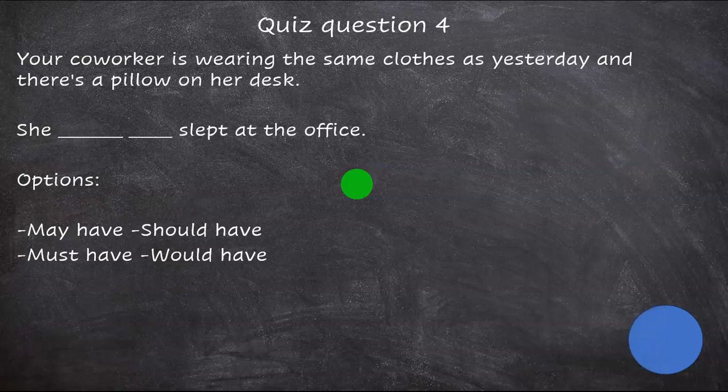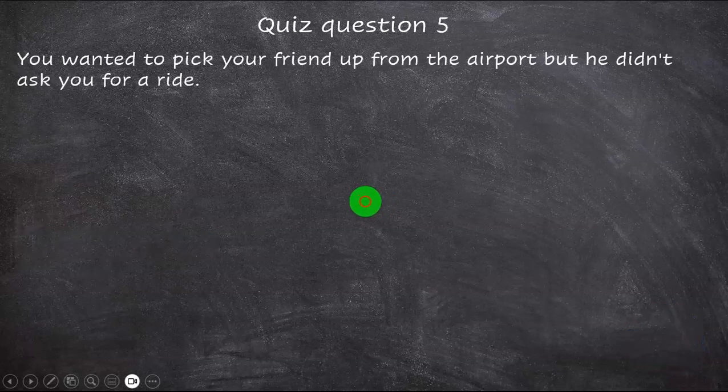All right, what do you think is the answer? She must have. Strong guess. And why are you making that strong guess? Because of that pillow on her desk, right? Let's move on to quiz question 5.